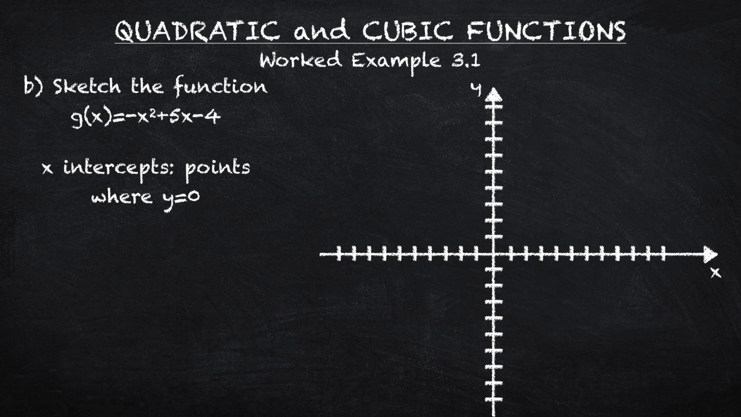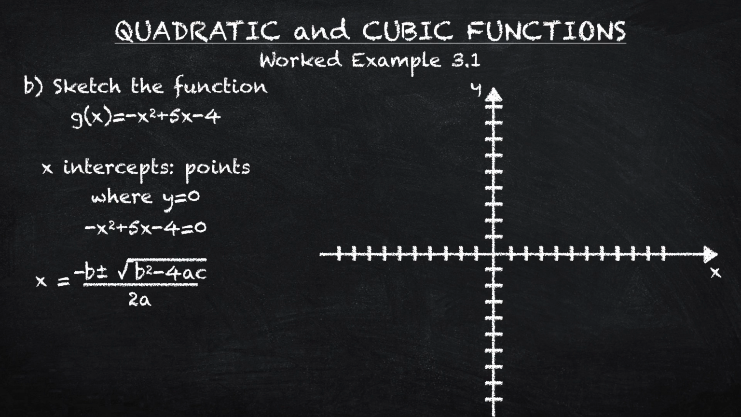So let's start with the x-intercepts, which are the points where y is equal to 0. We take our function and we write it equal to 0. This is a second order equation, and to solve it we need a formula, which is this one, where a, b, c are the coefficients in the second order equation. In our specific case, a is equal to minus 1, b is equal to 5, and c is equal to minus 4.